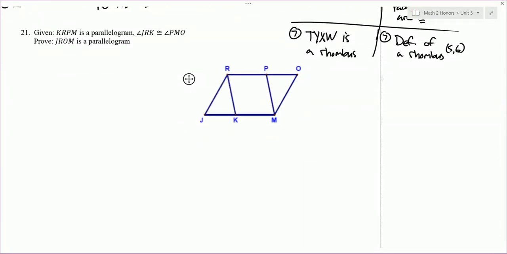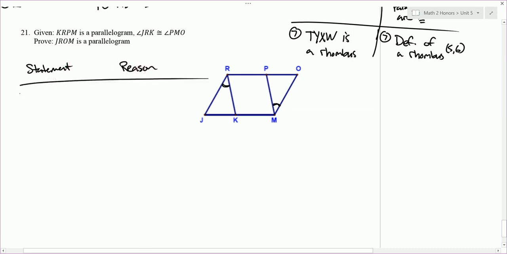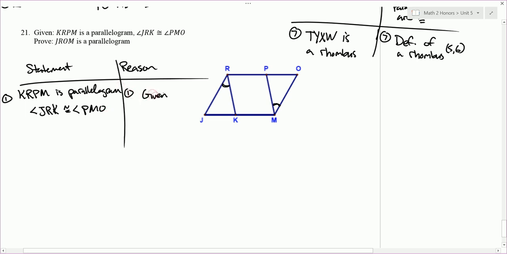Given KRPM is a parallelogram, and angle JRK, right here, is congruent to angle PMO, right here, prove that JROM is a parallelogram. So, a statement-reason table again. Givens are KRPM is a parallelogram, and angle JRK is congruent to angle PMO. So the reason is it is given to us.